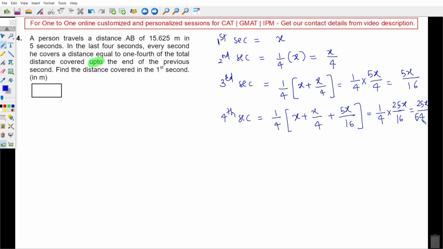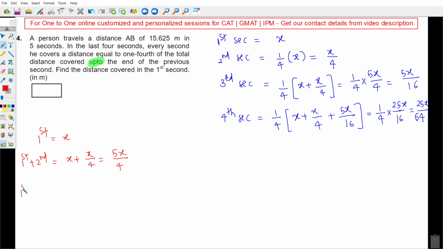Okay everyone, I hope everyone understood this question. Now the total distance traveled in the first 5 seconds is equal to 15.625. If you look at this carefully, you will observe a pattern. The distance traveled in the first second is x. The distance traveled in the first second plus the second second is x plus x by 4, that is 5x by 4.